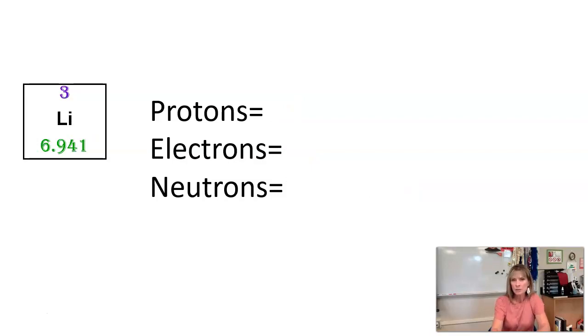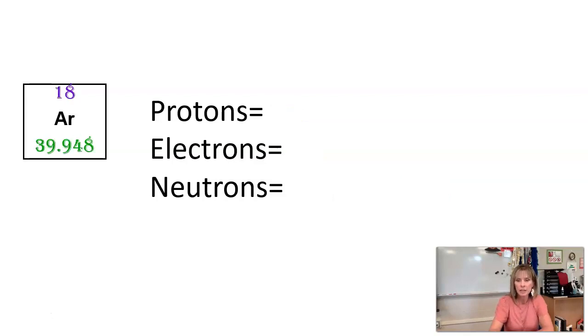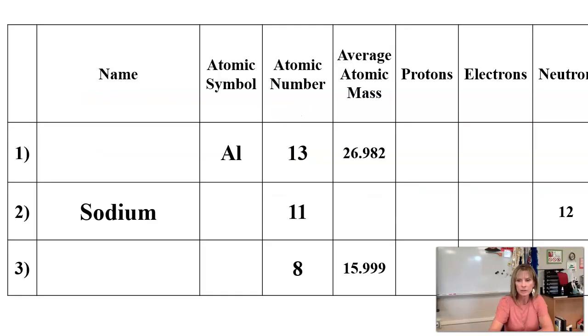Okay, lithium, a little bit easier, smaller numbers. How many protons? How many electrons? And what would be that mass number? 6.941 rounds to what? Rounds to 7. Okay, lead, Pb. 82 protons, 82 electrons, and 207 would be that rounded number. Minus 82 is 125. Argon, we're through argon.